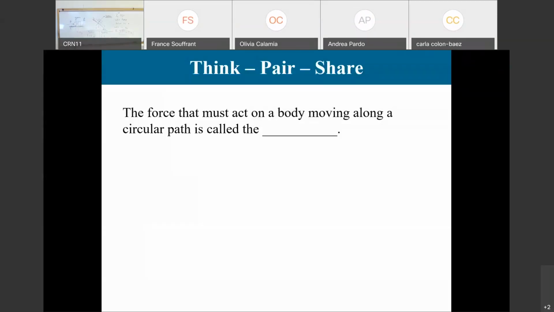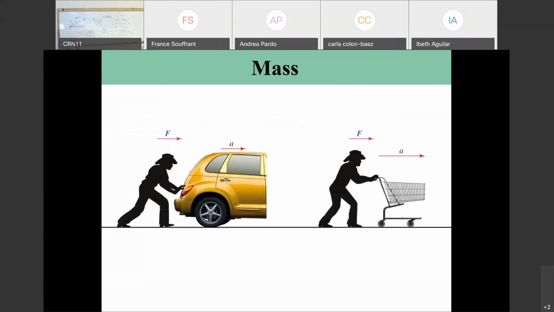The force that must act on a body moving along a circular path is called what? What's the force acting on a circular path? Anybody? It's centripetal, right? Centripetal force. All right, we need to review that.